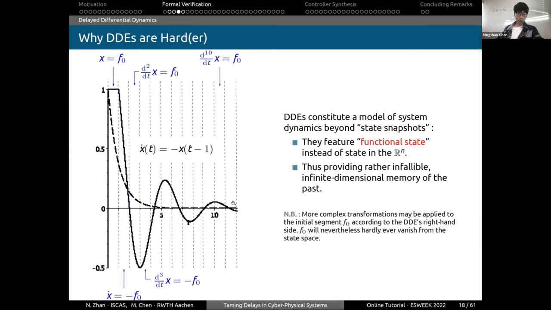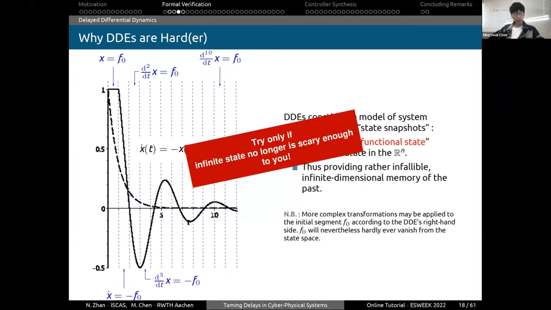And here the length of every segment is one, so the delay one here. In contrast to ordinary differential equations, where the evolution of the system is nothing but a propagation of single states to another state along time, in delayed differential equations it's no longer state snapshots but functional state snapshots. For example, if we want to determine the solution in this segment, we need all the solutions from the previous segment. And apparently there are infinitely many states in this small segment. That makes delay differential equations an infinite dimensional system rather than a finite one like ordinary differential equations. And the conclusion is: try DDEs only if infinite state is no longer scary enough to you.